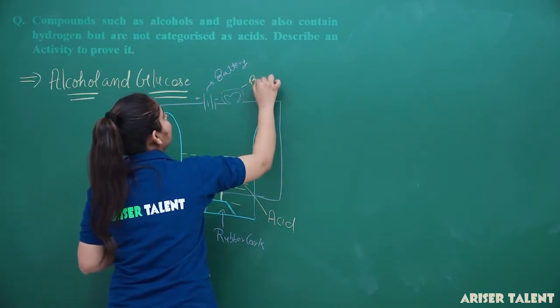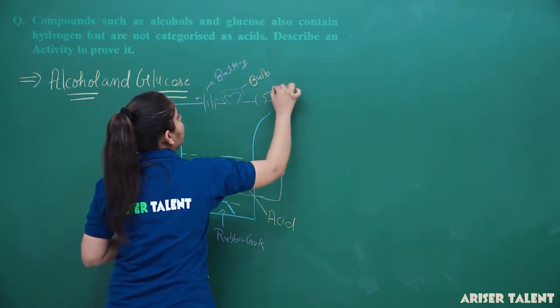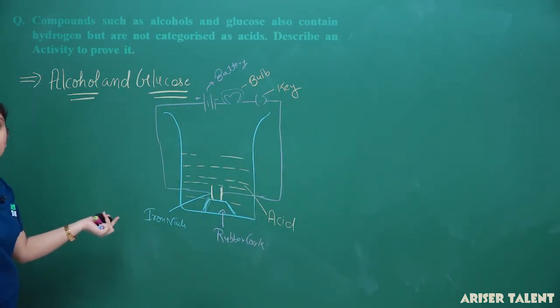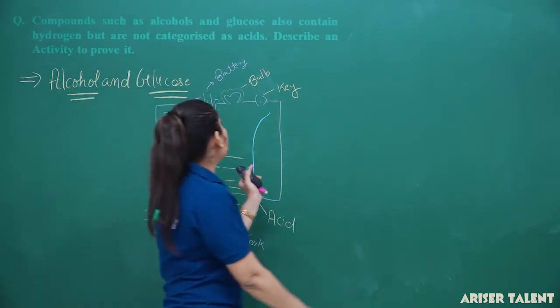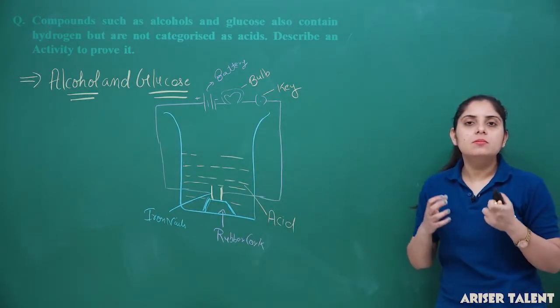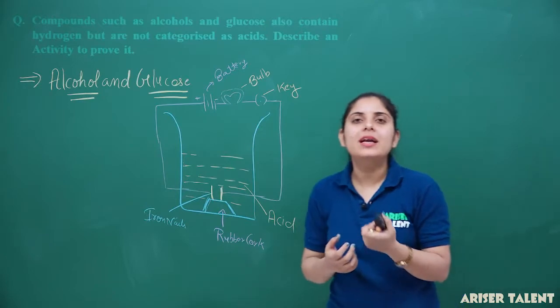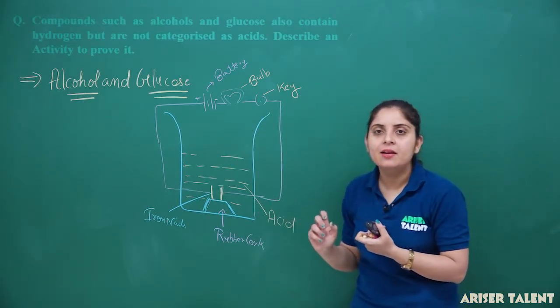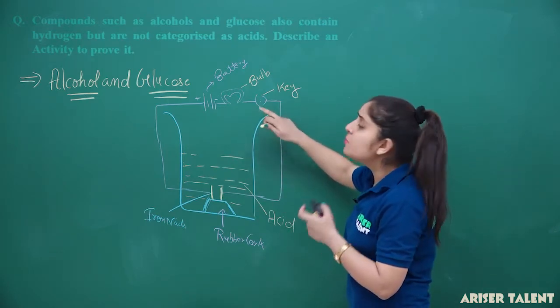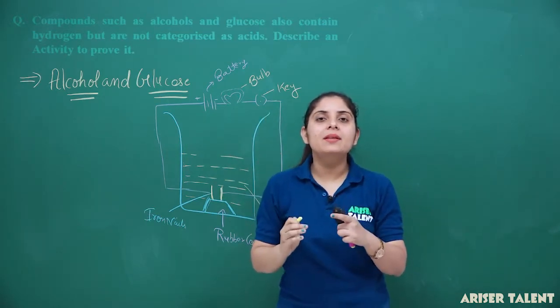This is the bulb and this is the key. So these will be the basic elements of the system. Now what we are going to do is, firstly we are taking an acid, either sulfuric acid or hydrochloric acid, in the container. And as you can see here, when the key is pressed on, what will happen in this case?